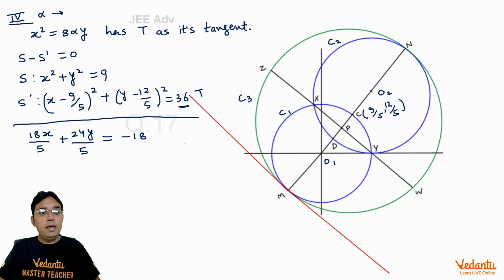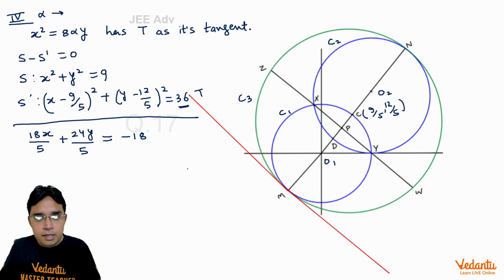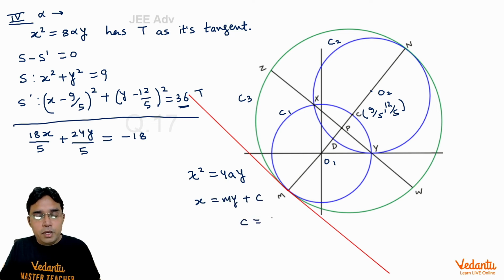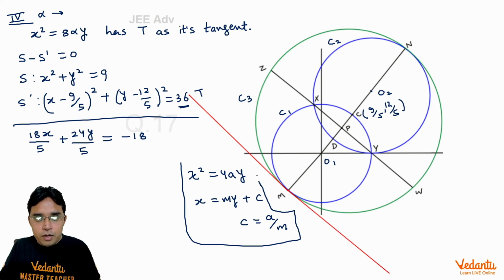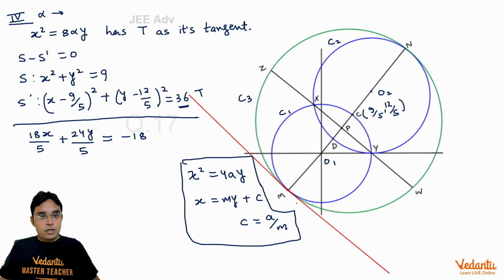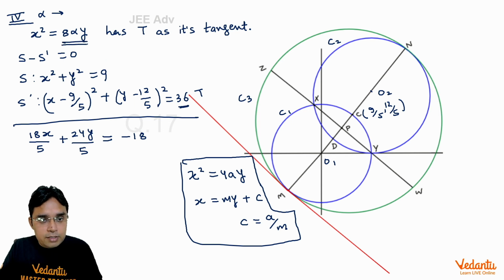Okay, now to find condition for this T to be tangent of parabola also, let me remind you one important result, that for this parabola x square is equal to 4ay, if x is equal to my plus c is a tangent, then c should be equal to a upon m. This is one very important result which we remember and we use very frequently in these questions. Okay, so for this one, we can check this a will be actually equal to 2 alpha.